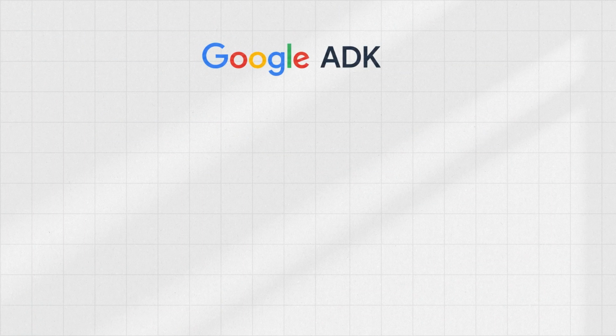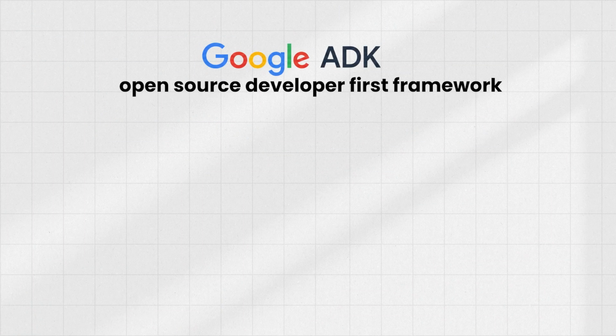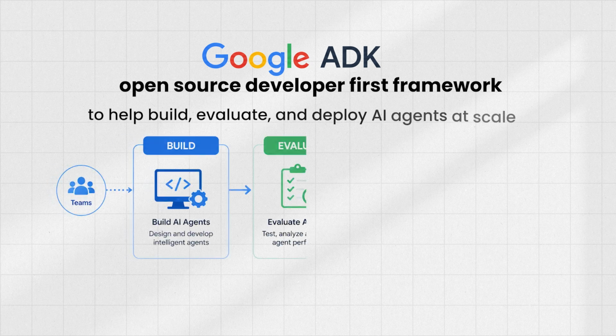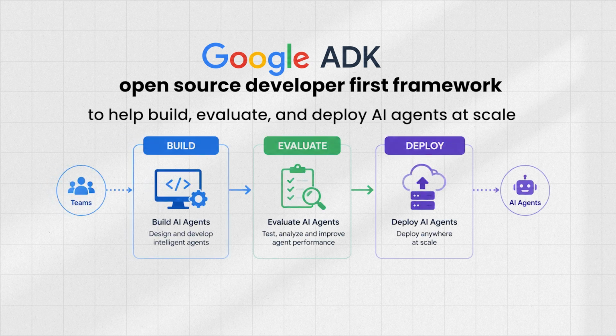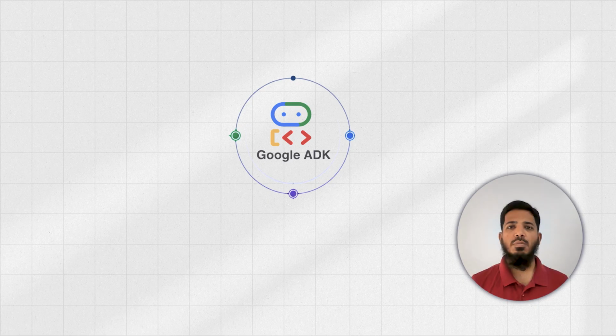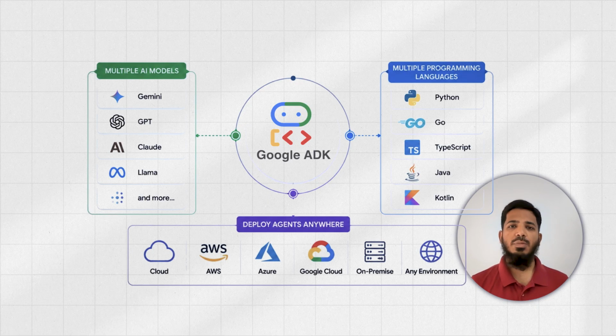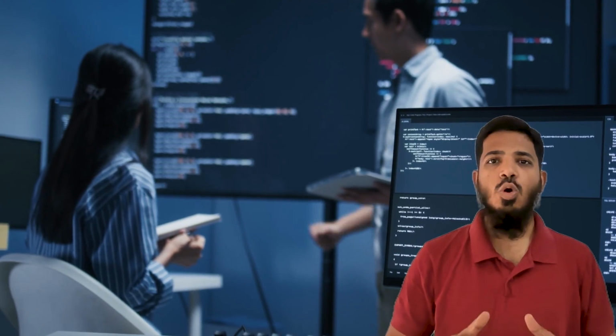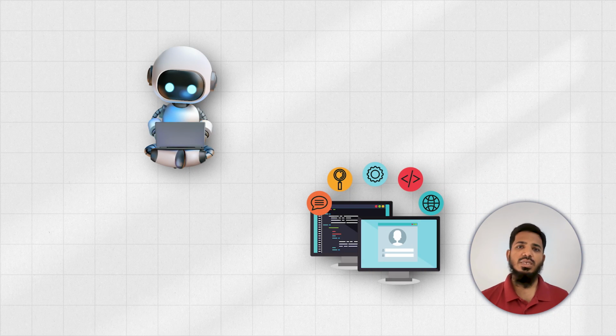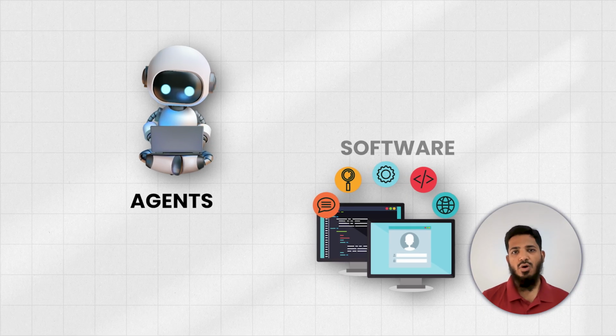Google ADK is an open-source, developer-first framework to help build, evaluate, and deploy AI agents at scale. It supports multiple AI models, multiple programming languages, and you can deploy the agents anywhere. At its core, Google ADK is an enterprise-focused framework. It is designed for developers who want engineering discipline in AI systems. Its philosophy is simple. Agents are software.